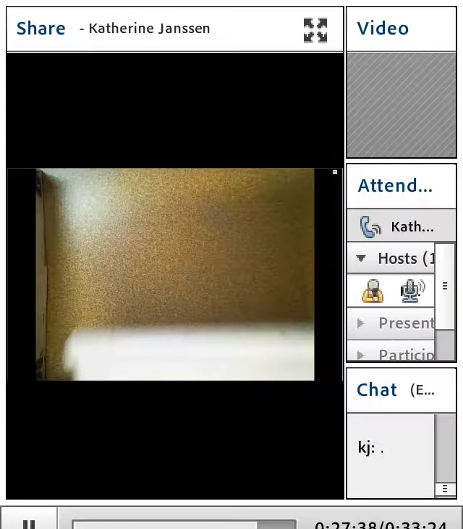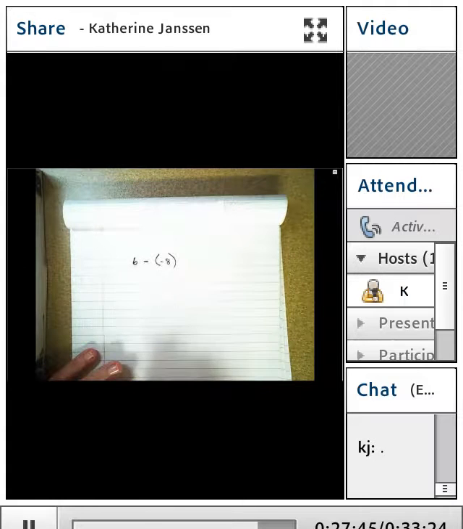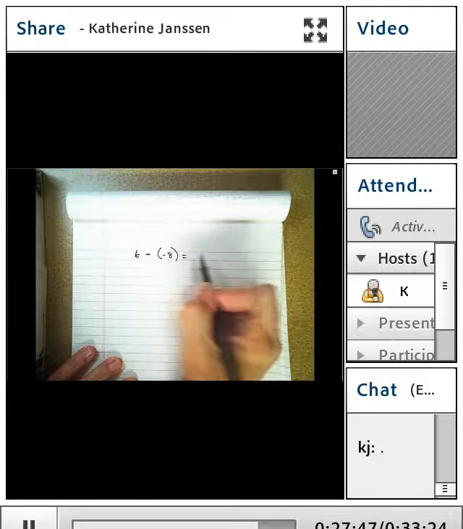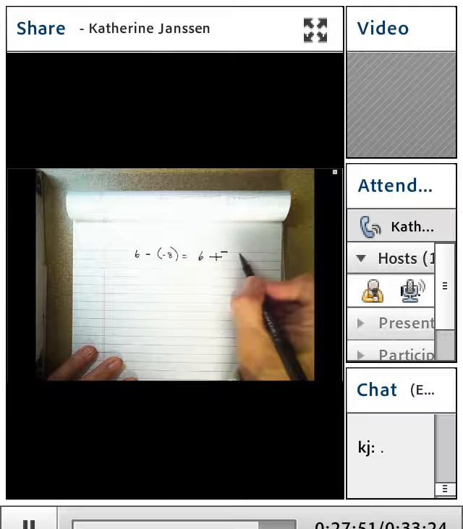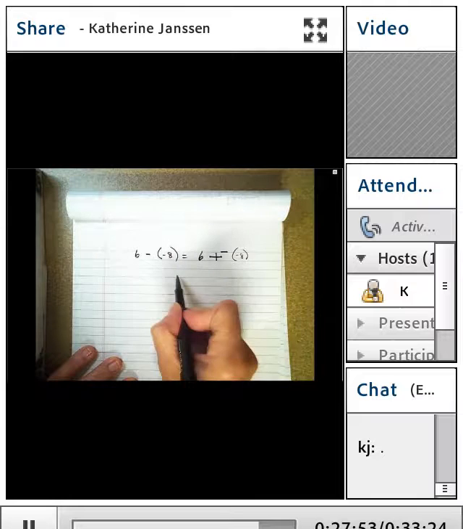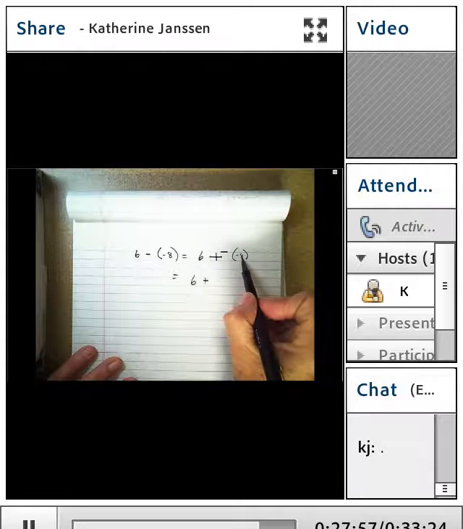Subtract 6 minus the opposite of 8. Subtraction. Remember, we change subtraction to addition and add the opposite of the number we're subtracting. 6 plus the opposite of -8. I have -8, I want its opposite, which is +8.